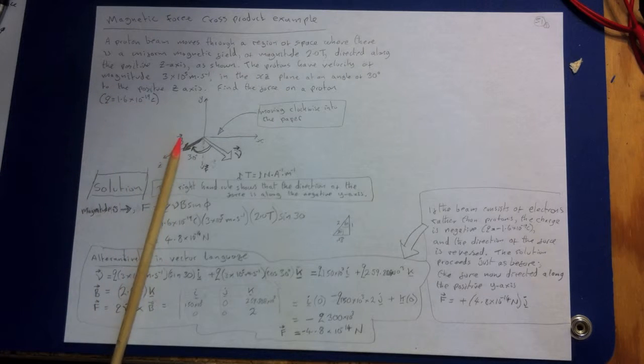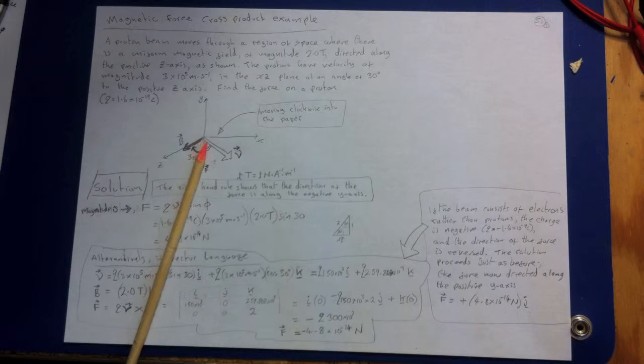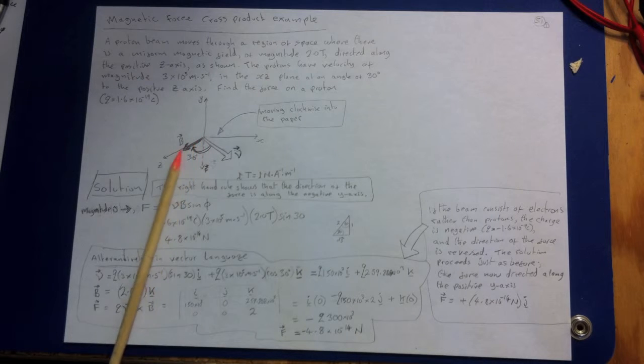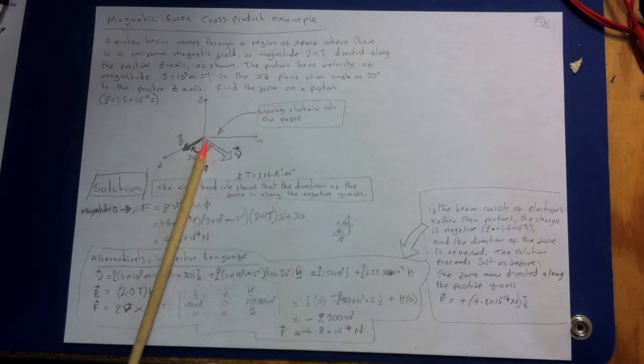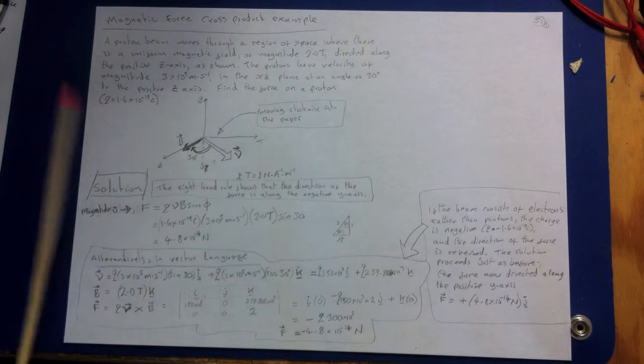So here's our diagram. We've got the particle moving with this velocity v. It's 30 degrees here to the uniform magnetic field vector B. Here's our y-axis, here's our x-axis, and here's our z-axis.